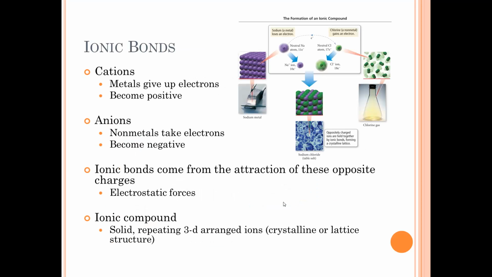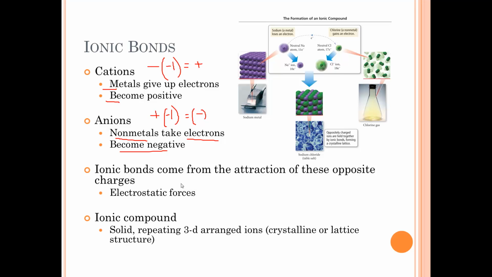So let's focus more on ionic bonds. Ionic bonds consist of cations, which are metals that give up electrons, and they become positive in that process. Remember, you're losing a negative charge when you lose an electron, so that actually comes out to be positive. And an anion, which are nonmetals that take electrons, and they become negative.